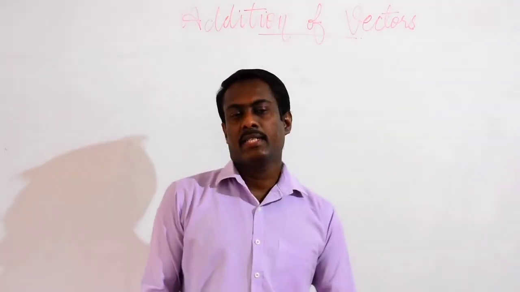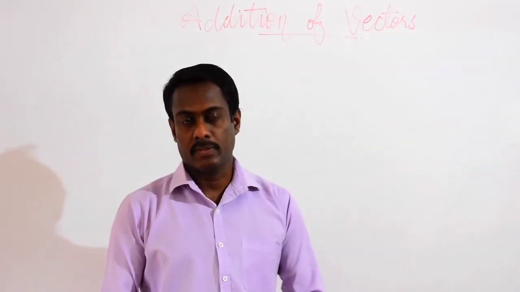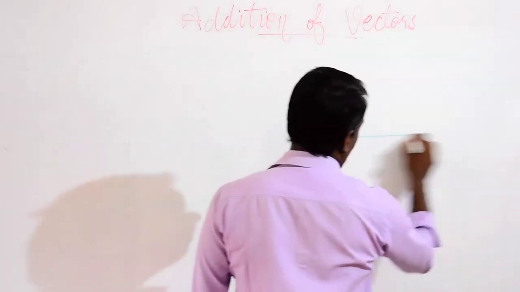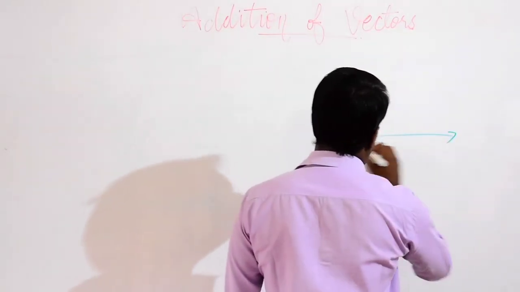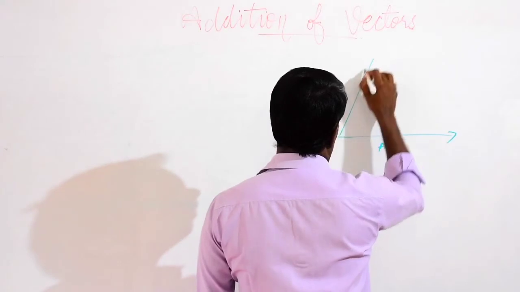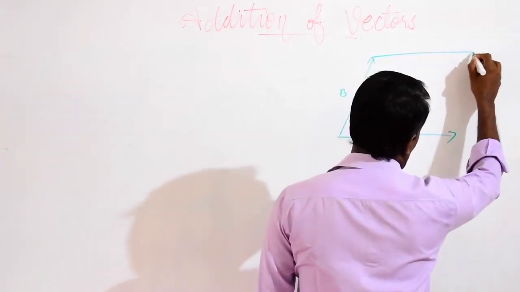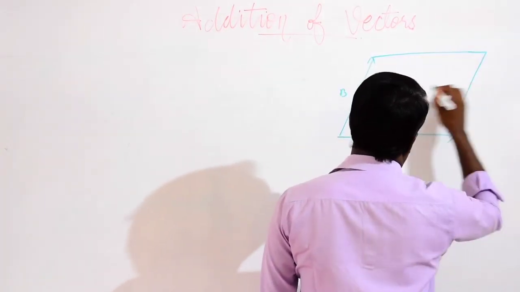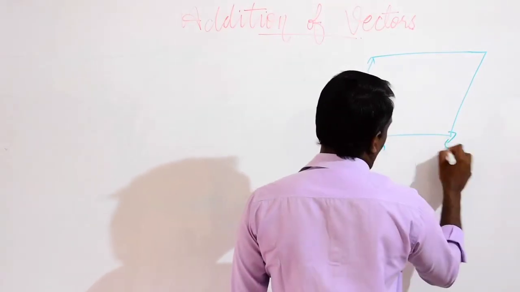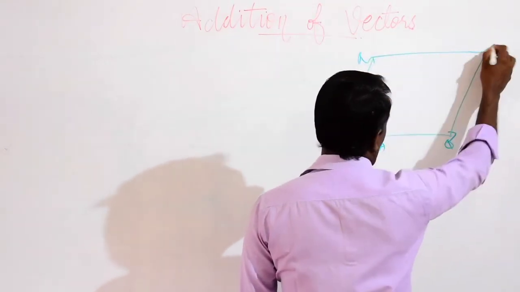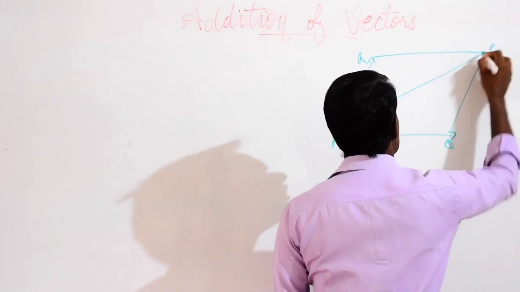Now vector addition is commutative. For example, if we take the same example, A, B, P, Q, R, S, S is the resultant vector.